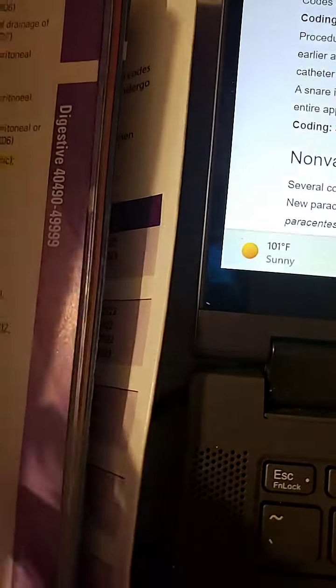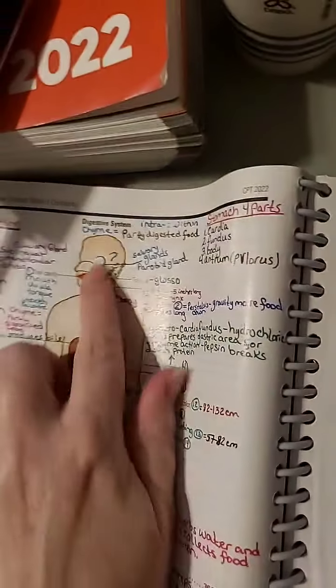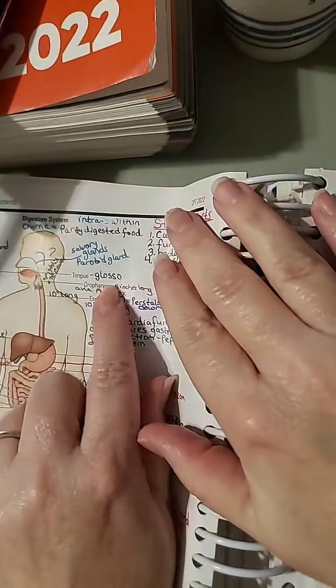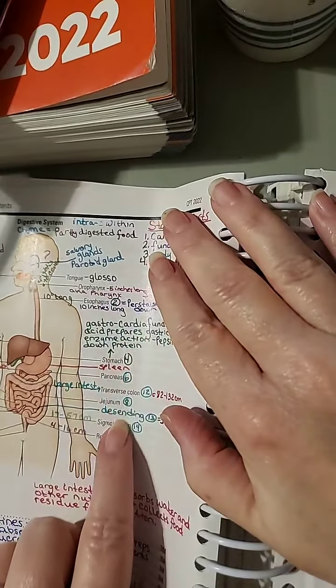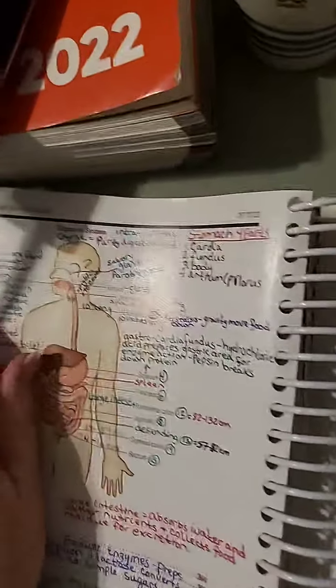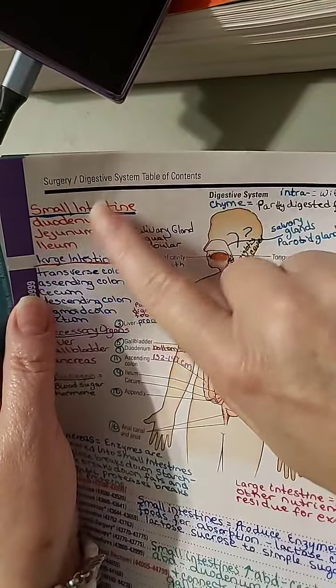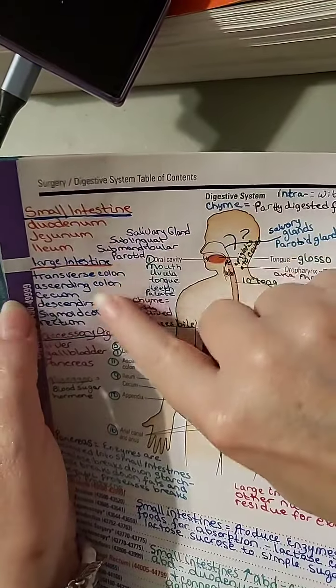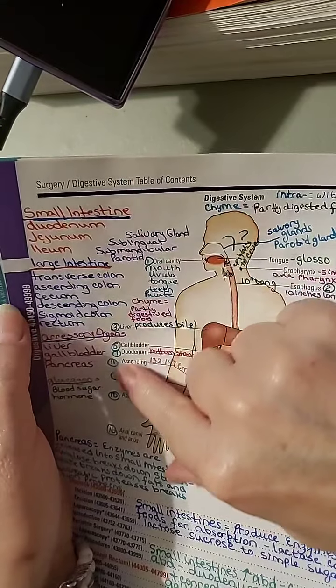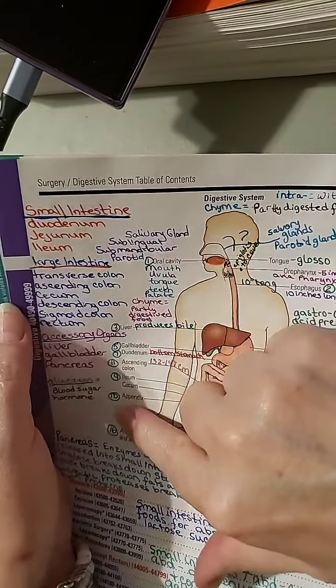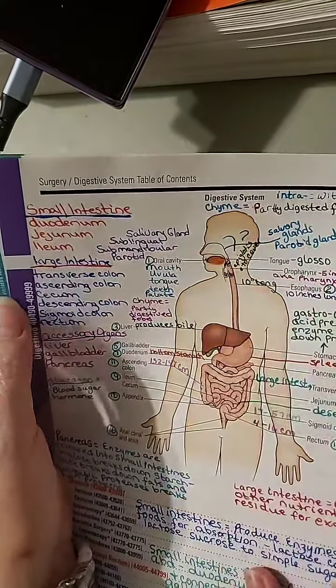Then you can Google each one of the body parts, find out what their function is, and write in all their functions. You can find short, helpful information like which items are in the small intestines, which ones are in the large intestines, which ones are accessory glands, just stuff like that to help out.